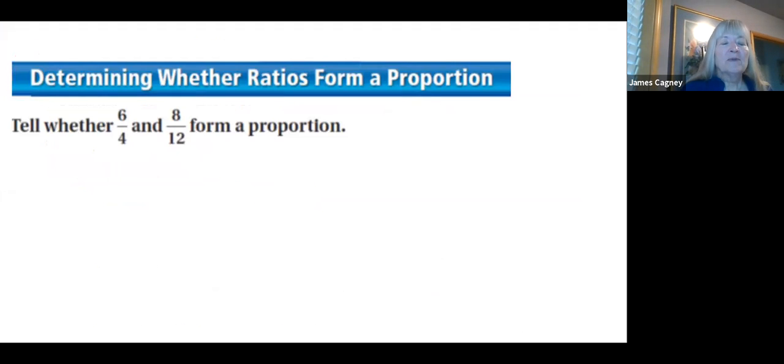Our ratios are proportions. So determine whether these ratios form a proportion. Tell whether 6/4 and 8/12 form a proportion. So really what I want to do for these is I want to simplify both. 6 and 4 are both divisible by 2, and 8 and 12 are both divisible by 4. So let's go ahead and do this one.